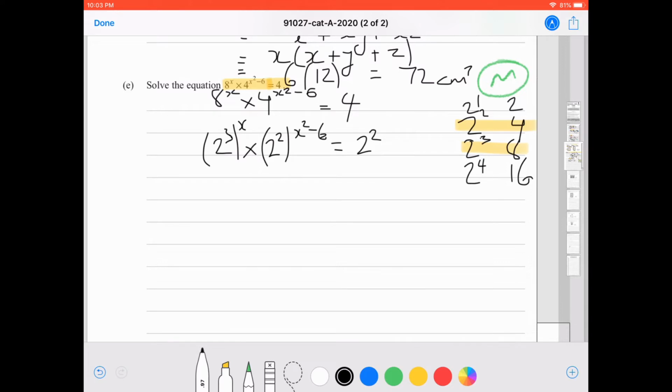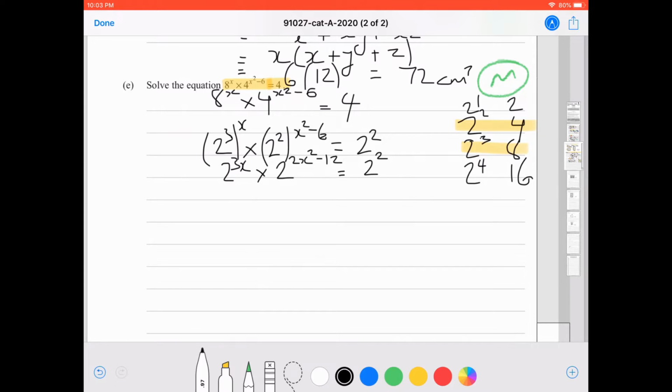Okay, now we have to know our indices rules. We're going to use powers on powers here, so 2 to the power of 3 times x, and then 2 to the power of 2x squared minus 12, so we're multiplying out the indices, and this equals 2 squared.